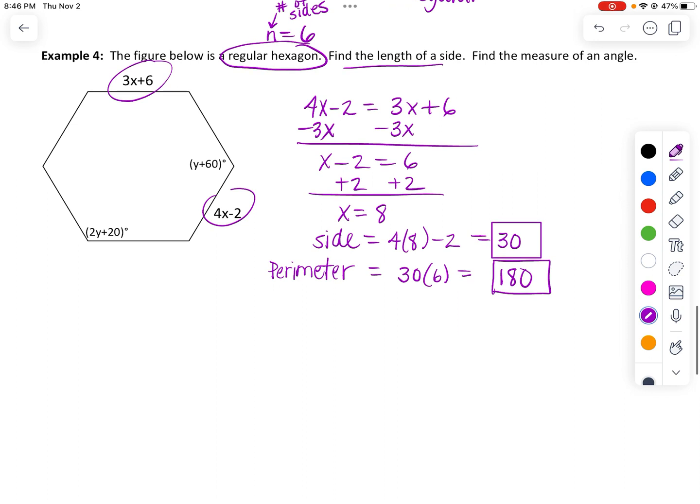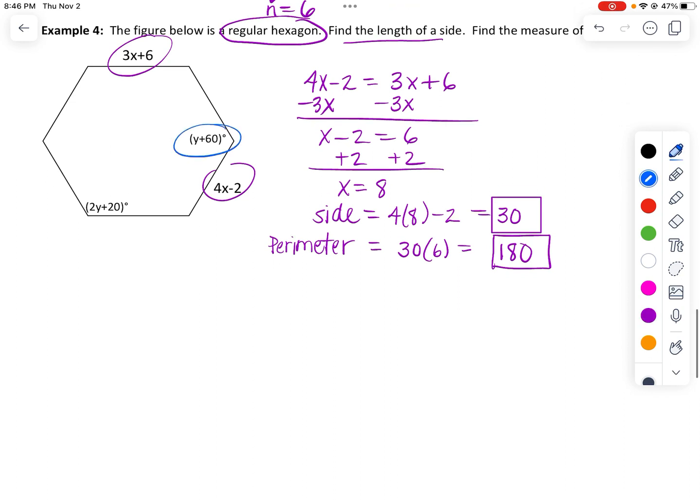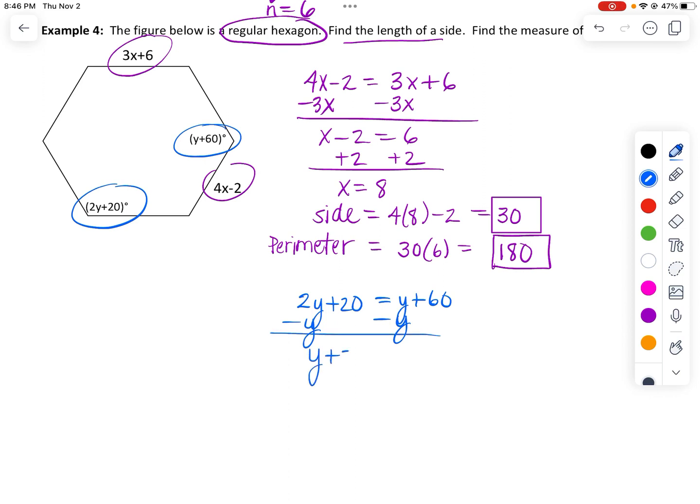All right, and then finally it says find the measure of an angle. So now we're going to be looking at what's happening inside your triangle and setting those two things equal. 2y plus 20 equals y plus 60. Subtract y from both sides. y plus 20 equals 60. Subtract your 20. And y equals 40.